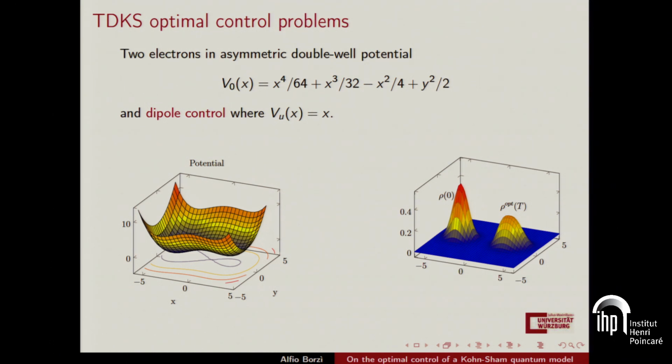And you want to control these to go, so put the density to go on the other lower bound. Yeah? So how to do this with, say, 2 electrons with some dipole control? This is the issue I'm going to discuss.